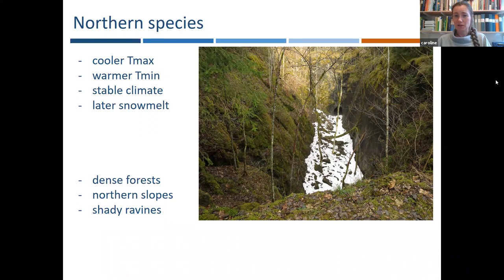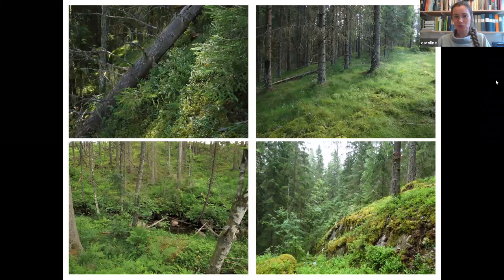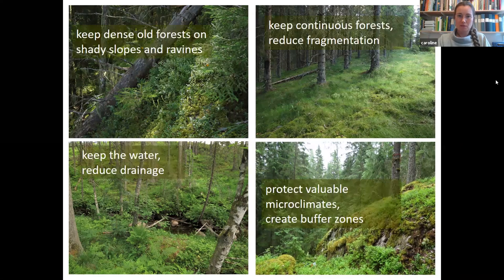And what type of habitats are these? Dense forests on northern slopes and shady ravines, for example. Here I show some of those types of habitats where the northern species would thrive at their southern range margin. With these results, we can give advice to conservation and forest management. For example, keep dense old forests on shady slopes and ravines. Try to keep continuous forests and reduce fragmentation, because again, forest edges leak the cold air.